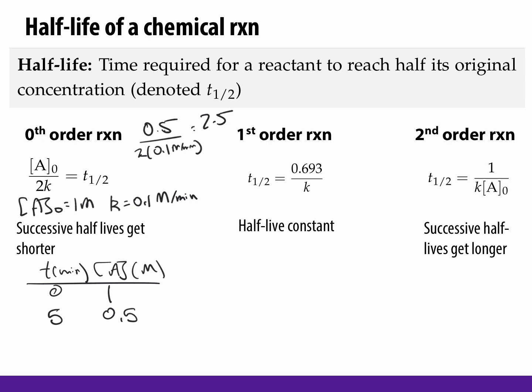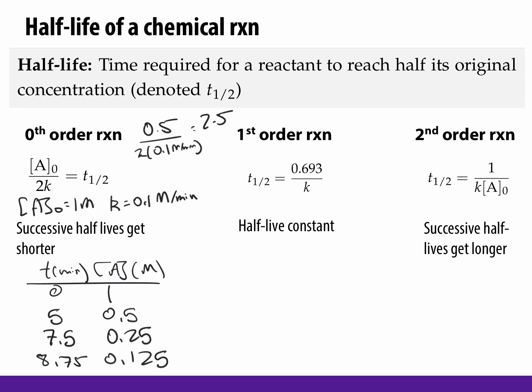Again, that's not a surprise, because if I look at how this works, when A cuts in half, T 1/2 will cut in half, because it's a direct relationship here. So now at 7.5 minutes, 2.5 extra minutes, my concentration of A goes to 0.25. At 8.75 minutes, my concentration of A would be 0.125, and so on and so forth. Each half-life gets shorter and shorter as I keep cutting A by a factor of 2.